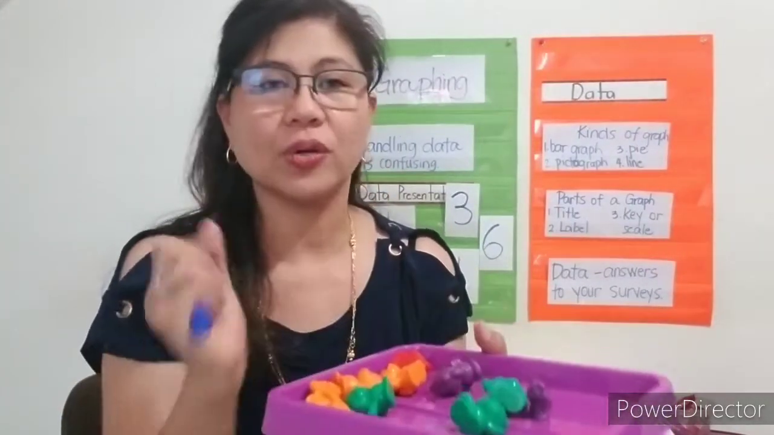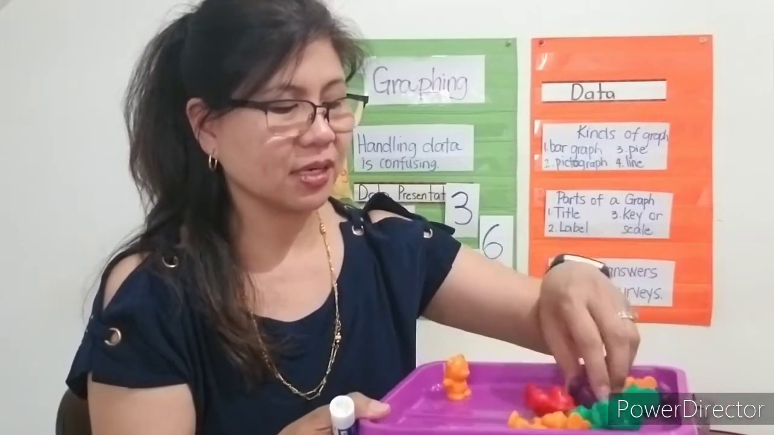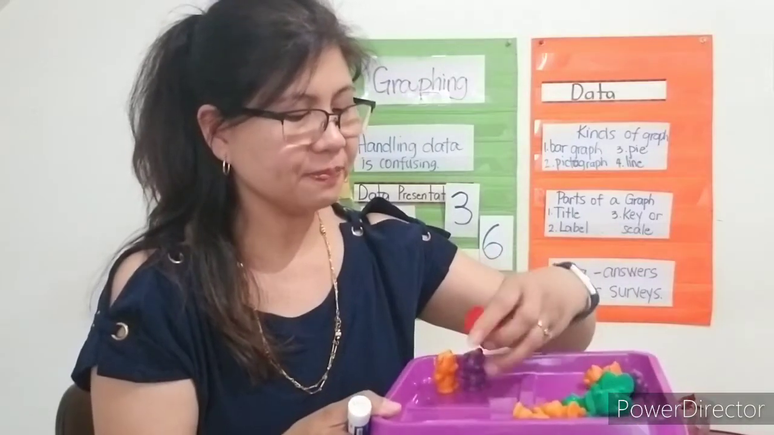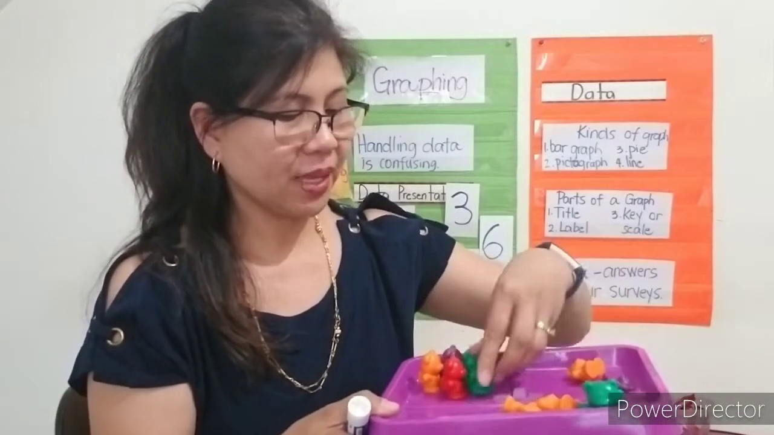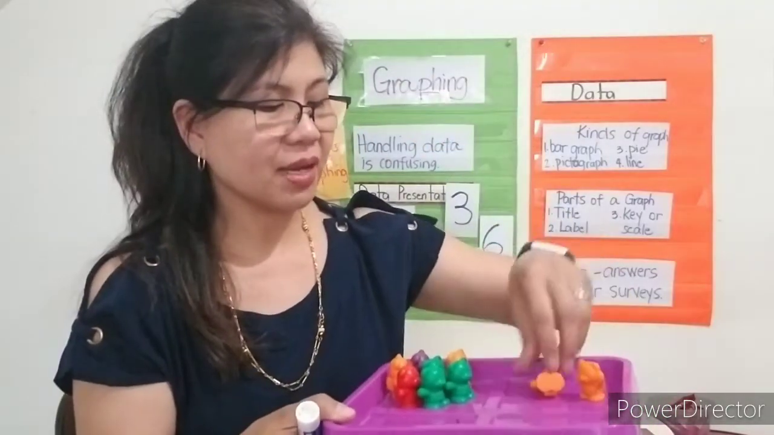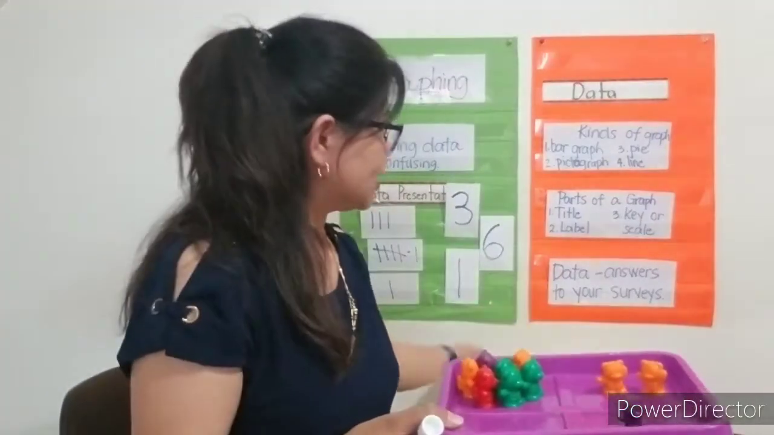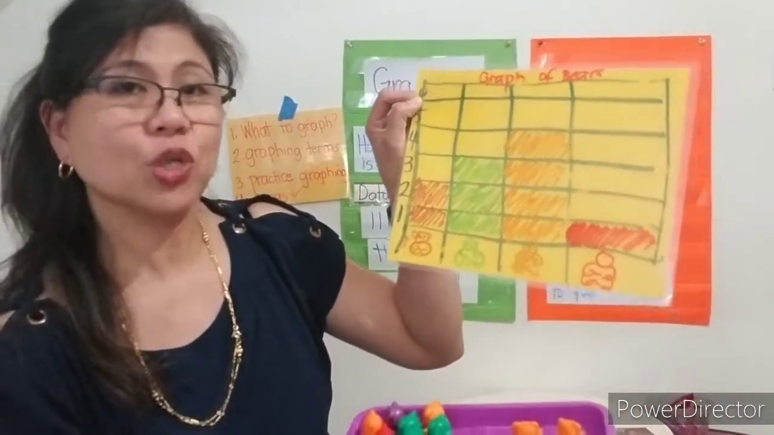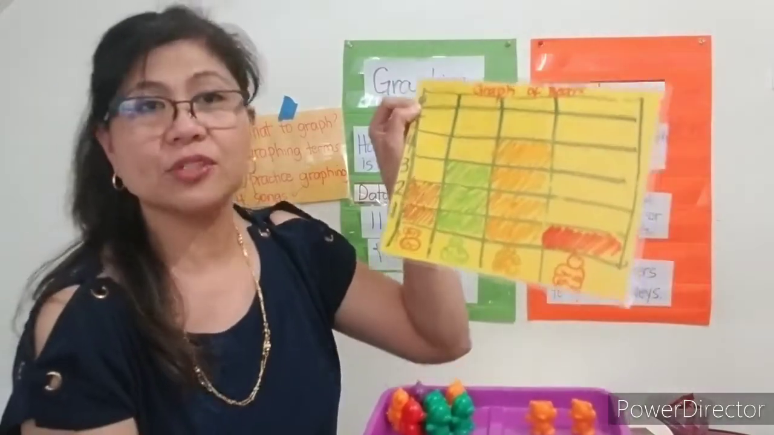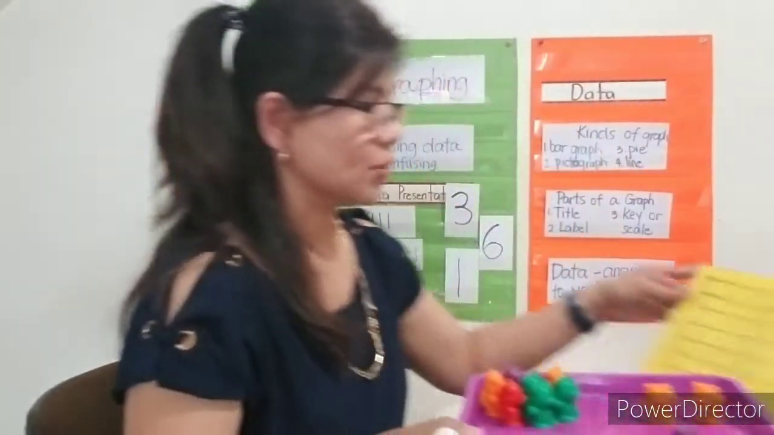Now, what if we change the sorting rule? How about if I sort these by size? I need all the big bears here. Come on, big bear, mama bear. This is the brother bear, another brother bear, because it's medium, and the small one is the baby bear. So should we have the same data, or will we have totally different data? We will have totally different data, but we use the same bears, only we change the sorting rule.